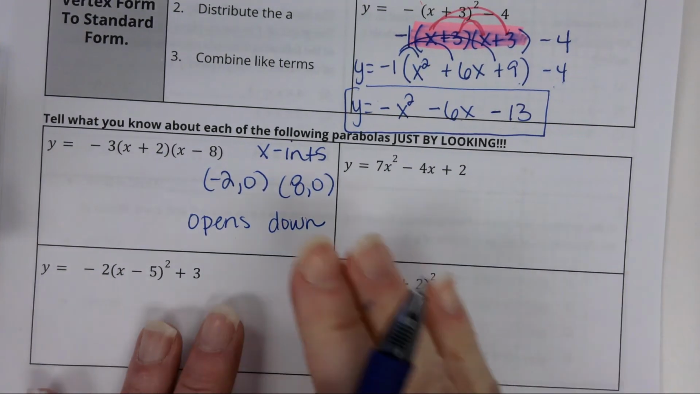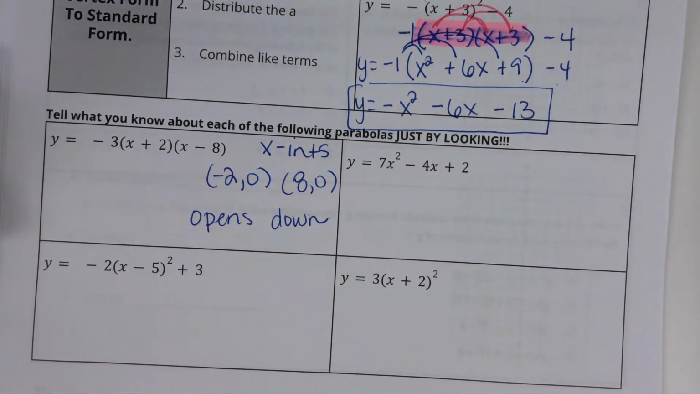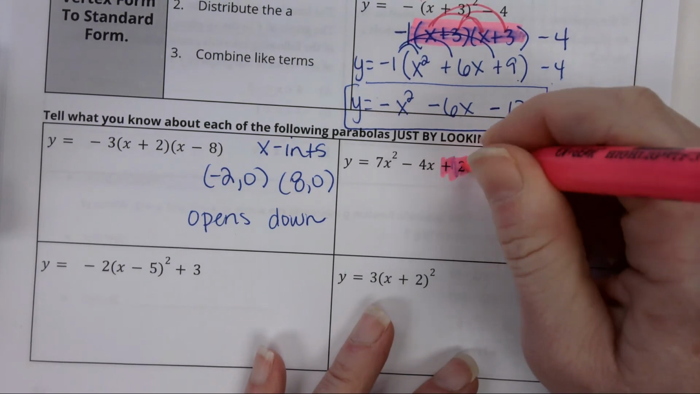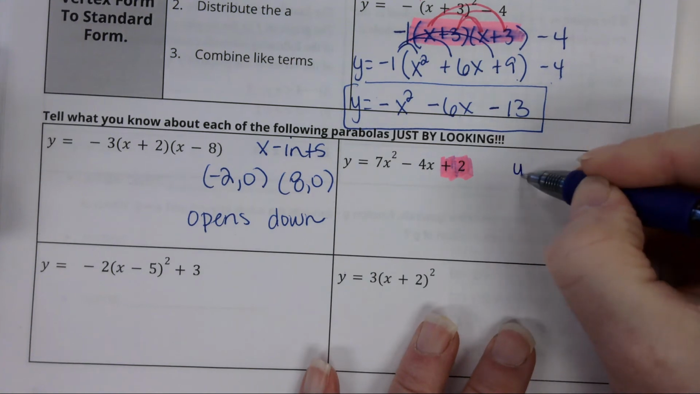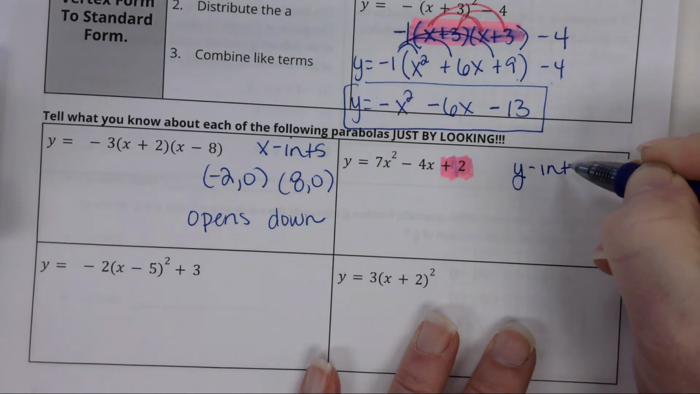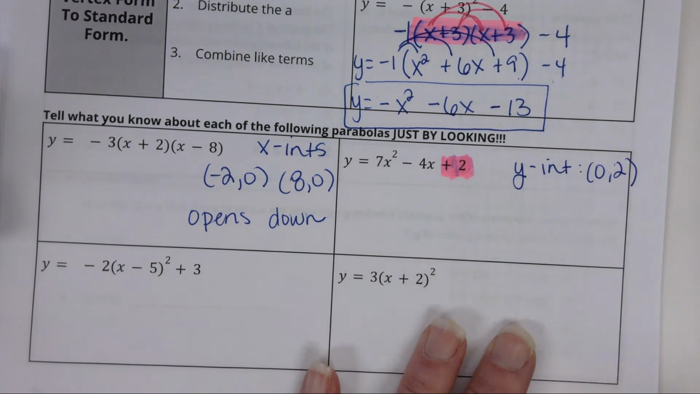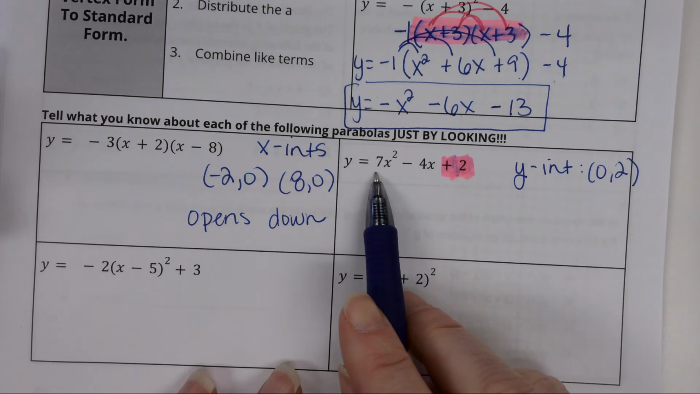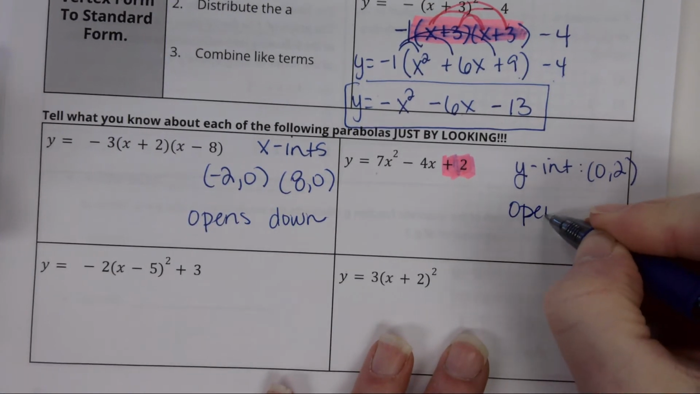All right, next one. This is in standard form. When you're given something in standard form, really the only thing you know is that this last term is the y-intercept. So what this means in standard form is we know the y-intercept, and the y-intercept is the point 0, 2. And we can always tell what way the parabola opens by looking at A. If A is 7, this parabola opens up.